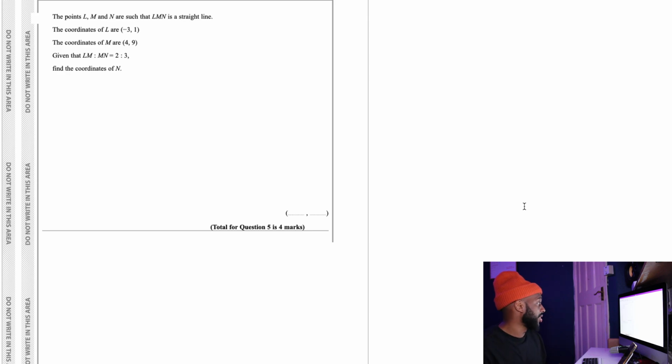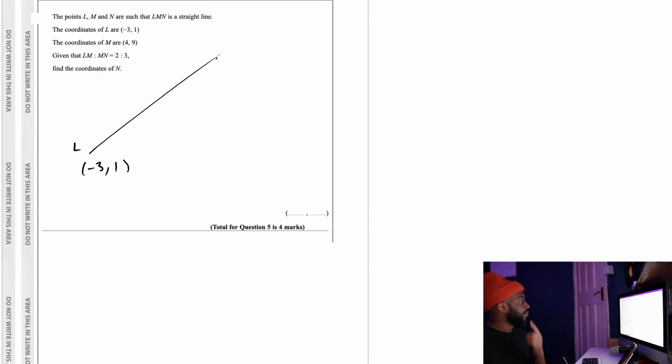Here we have a coordinates question. I would say in these sorts of questions it's good to draw it out to help you understand. So I would say sketch out a straight line. It says the coordinates of L are -3, 1, and the coordinates of M are 4, 9. Let me put M in the middle. Sorry, I've just seen the ratio. So the ratio is LMN. So let's put M there. It's going to be 4 and 9.